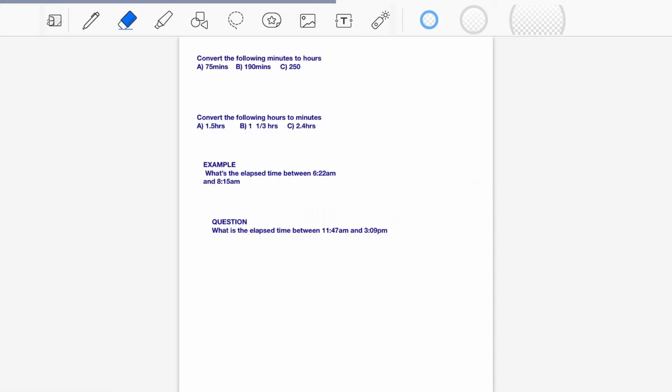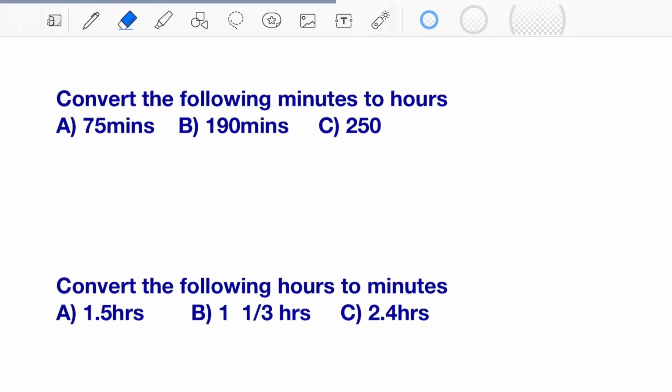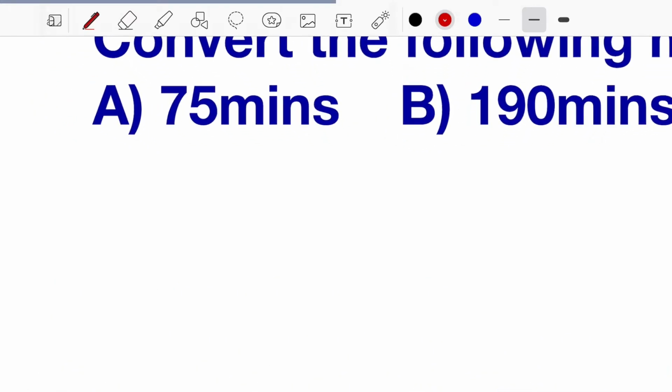Right, let's look at converting from minutes to hours and then hours to minutes. So the first question, convert the following minutes to hours. In order to convert from minutes to hours, we must divide by 60. And this is because 1 hour is equal to 60 minutes. So let's do A.